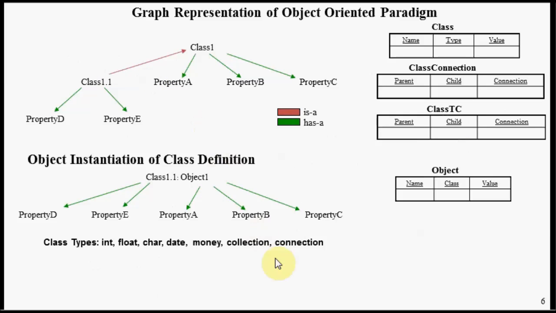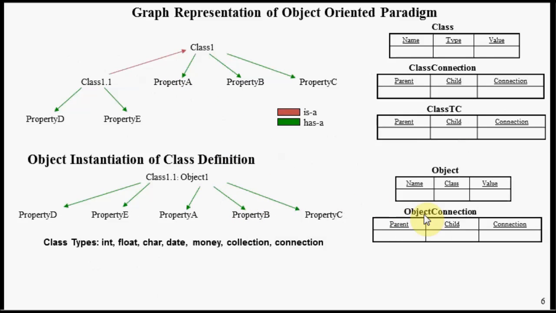Let's look at the tables needed to support our object graph here. We have a table called object, which represents the nodes of our object graph here. Again, it is basically a name-value pair with a class column here representing the kind of class that we're instantiating here, including the class properties. We also have an object connection table here, which represents the connections of our object graph. So it's a parent-child pair, again with connection type.